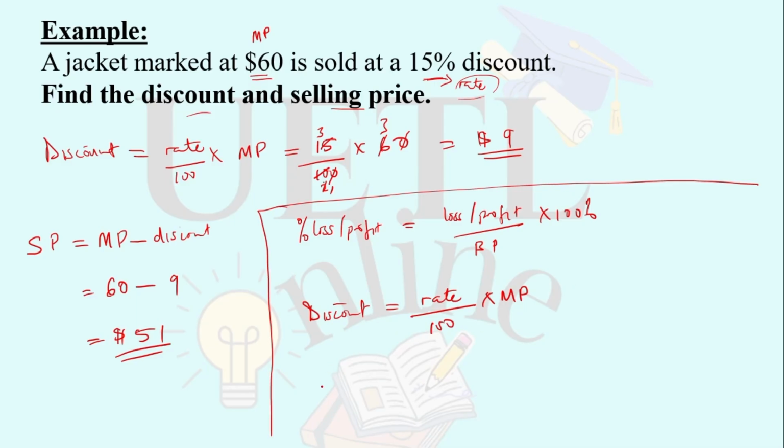And the other formula is for the selling price. If you want to find the selling price when a discount is applied to a product, just say the market price minus the discount.